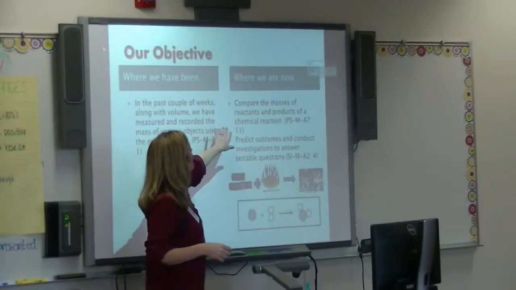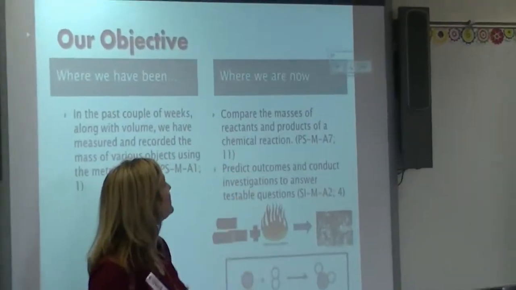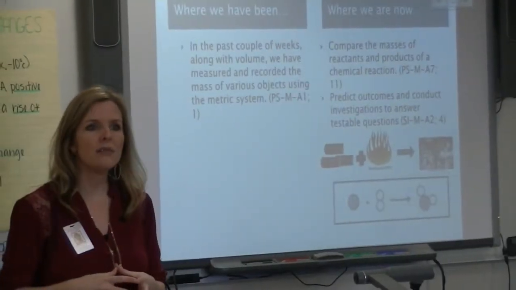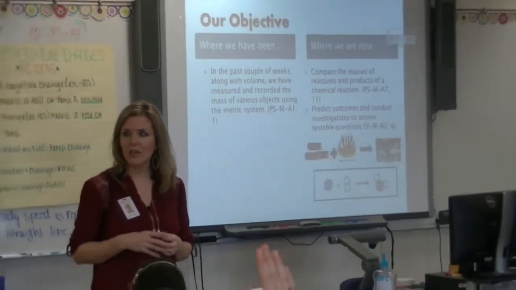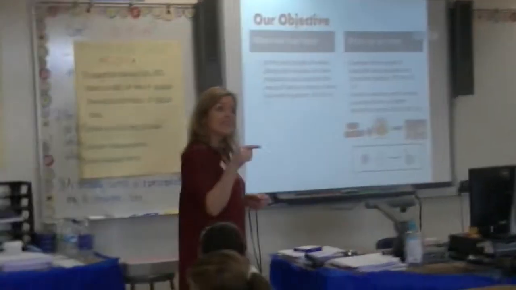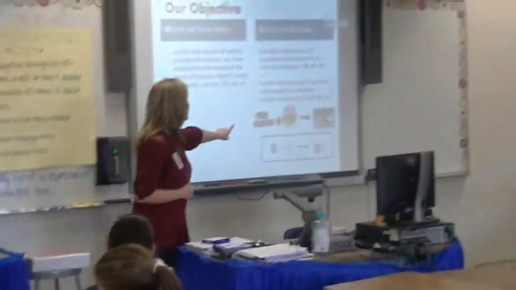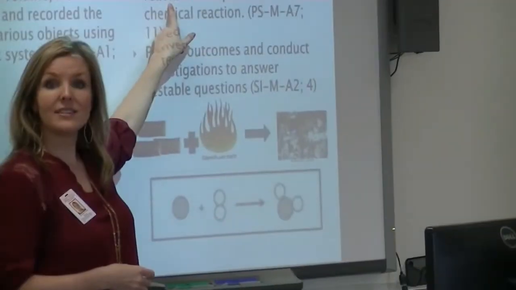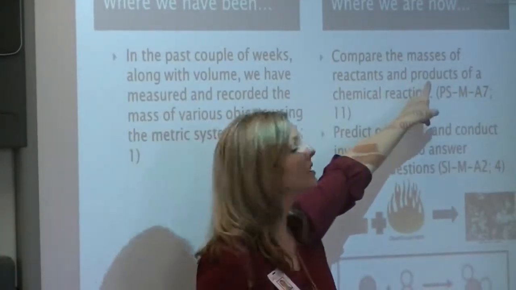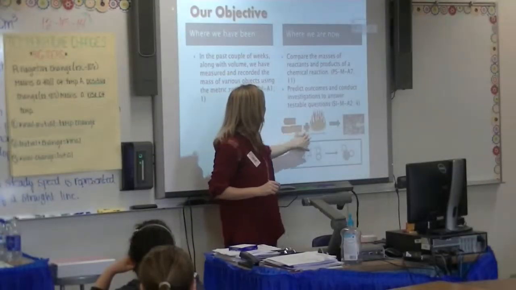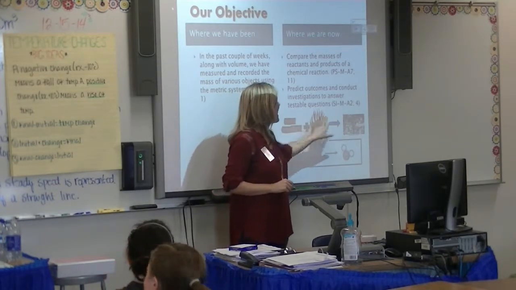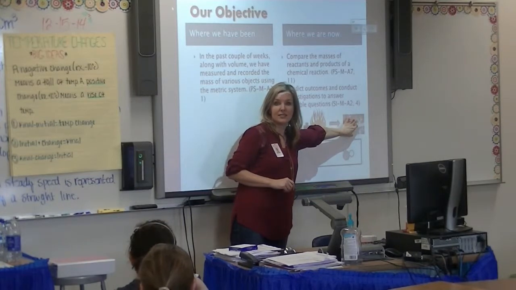The first objective that we're going to be looking at today is comparing the masses of reactants and products of a chemical reaction. What is the root word of reactant? React. What that means is in a chemical reaction, there are things that are reacting with each other. What do you think they're called? Reactants. So we know that reactants are those things that react with one another to create a what? Product. A product. Talking about taking the mass of these reactants and comparing the mass of the reactants to the mass of the product. Are you with me?